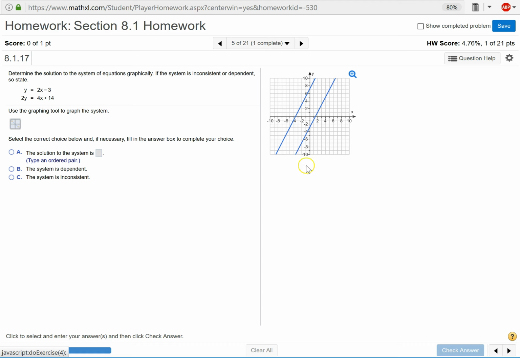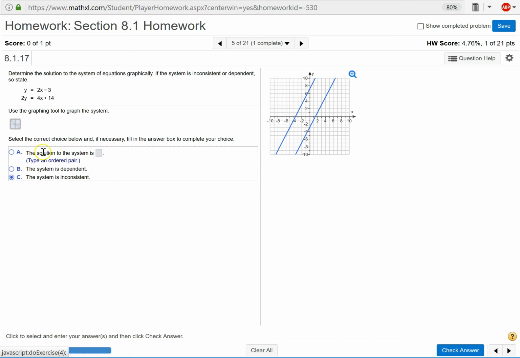Now the question is what's happening here. Because they are parallel lines, that means there's no solution. There's never a time where there's a set of coordinates that fulfill both equations at the same time. So that means this is C right over here. Now, if one line was right on top of the other line, if you made both lines right on top of each other, then that would be a dependent system.